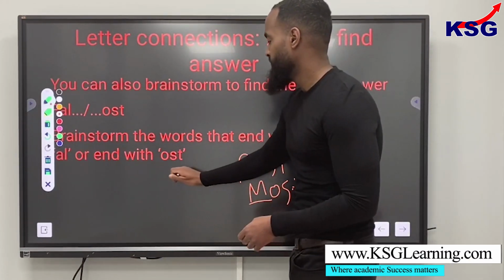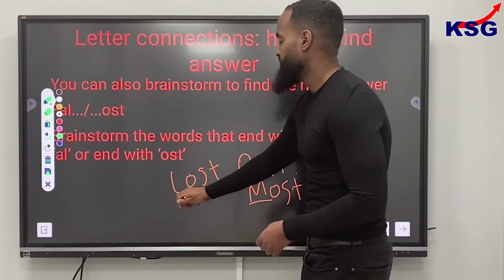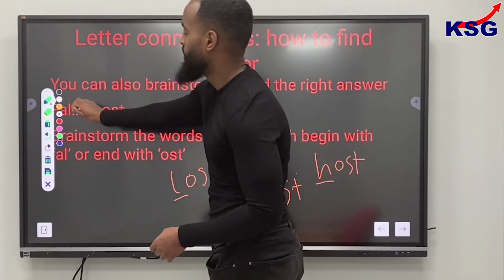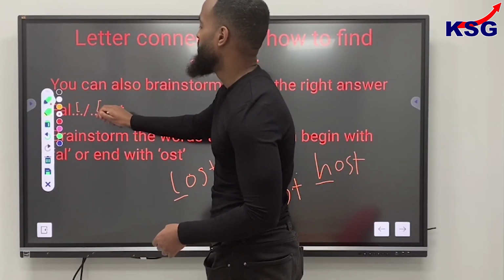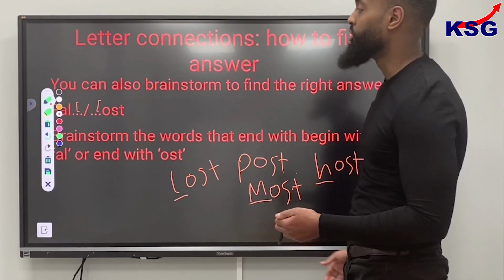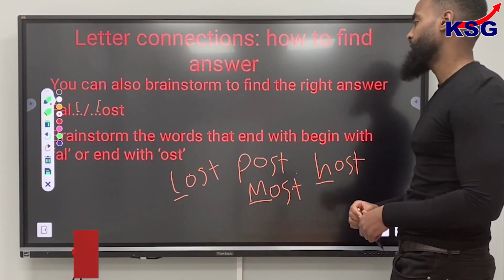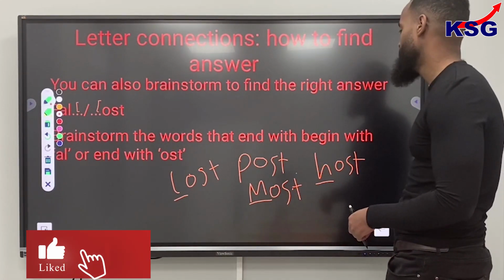But I could also think of another word, lost, couldn't I? And we already know that L would also work with FAL to create fall, and it would also work with OST to create lost. So that is another method we could use.